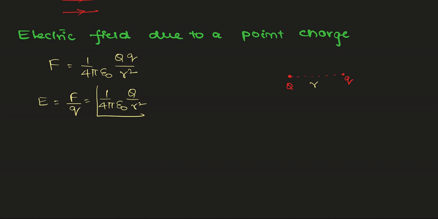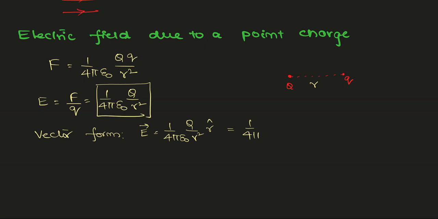So this is the expression for electric field due to a point charge, and its vector form we can write like this. E bar will be equal to 1 by 4 pi epsilon naught q by r square into r cap, or we can write it as 1 by 4 pi epsilon naught q by r cube into r bar. If q is a positive charge, electric field will be directed away, and if it is a negative charge, electric field will be directed inward.